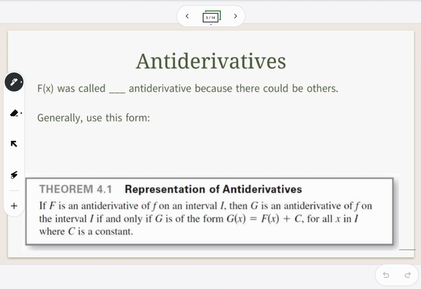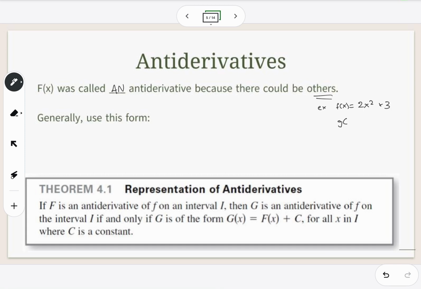F of x was called an antiderivative because there could be others. So something that's a little bit weird with antiderivatives is that I could have multiple functions that have the same derivative, right? So for example, I could say, hey, I have this function f of x equals 2x squared plus 3.